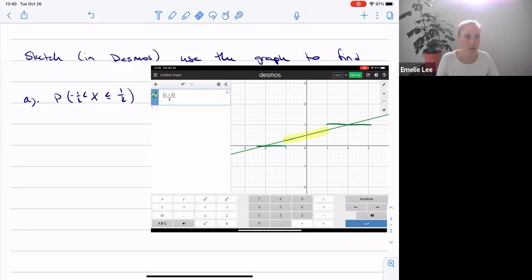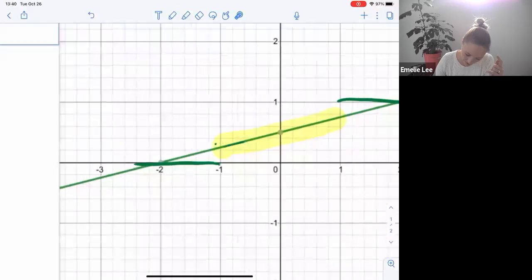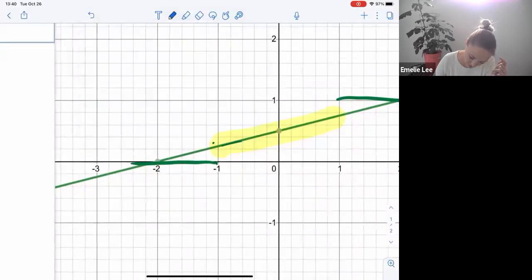Okay, so we're going to try to use this to find the probability that X is between -1/2 and 1/2. Now, what does that look like in terms of the graph here? Well, if X is at 1/2, 1, 2, 3, 4, 5, okay, and -1/2 here. Okay. What can we do?